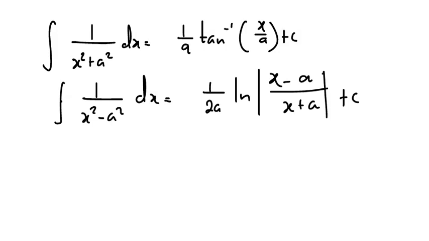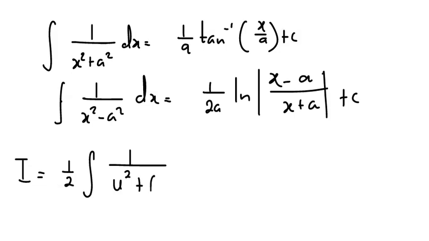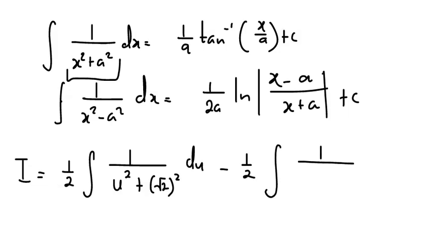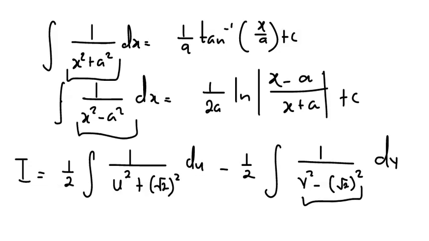Okay, so we're going to use these standard integral formulas here. Our I is equal to 1 over 2 times the integral of 1 over u squared plus 2, which is the same as square root of 2 whole squared, du. This is in the form x squared plus something squared, and here we have u squared plus something squared. Then minus 1 over 2 times the integral of 1 over v squared minus 2, which is the same as square root of 2 whole squared, dv. So this is exactly in this form.